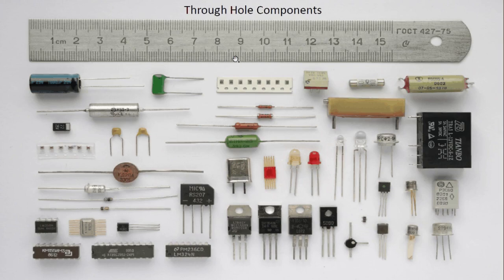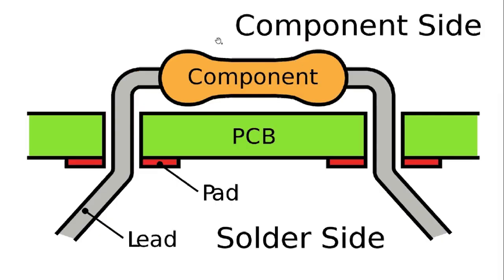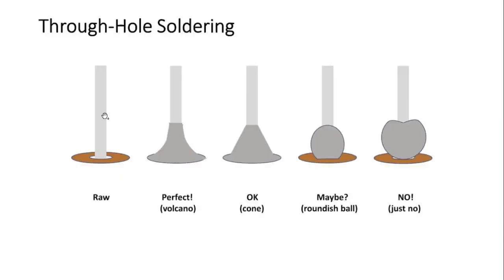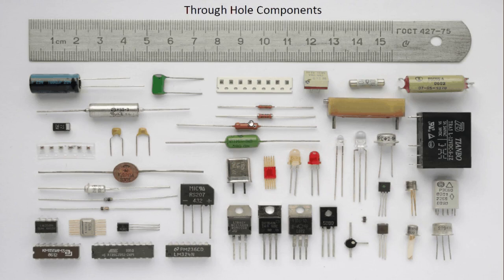So electronic components can be broadly categorized into two types. We have through-hole components, and on the other side we have SMT components. Through-hole components look like this. They have longer leads. They were originally designed for the single-sided PCB, where you place the component on the top side, and then you have leads passing through the PCB, and then you can solder the component leads.